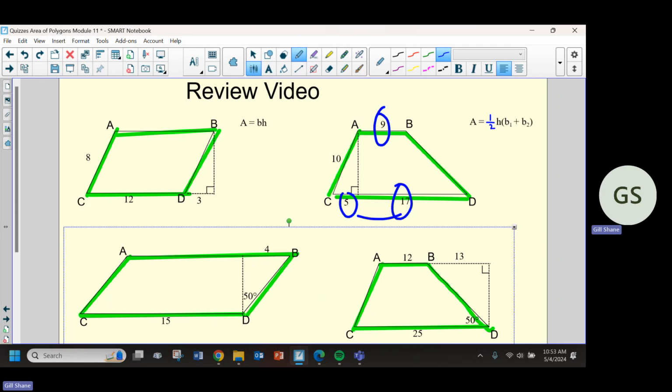In some of the other figures, you don't use both numbers. This 12 is one of the bases. 25 is one of the bases. 13 is not used.